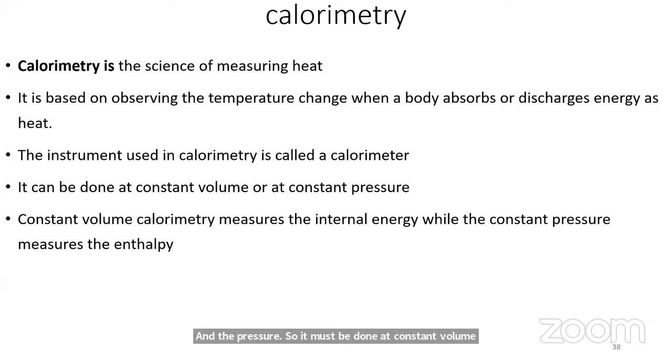Constant volume calorimetry measures the internal energy, while constant pressure calorimetry measures the enthalpy. So there are two different things you are measuring using your calorimetry: the internal energy and the enthalpy. The constant volume measures the internal energy, while the constant pressure measures the enthalpy.